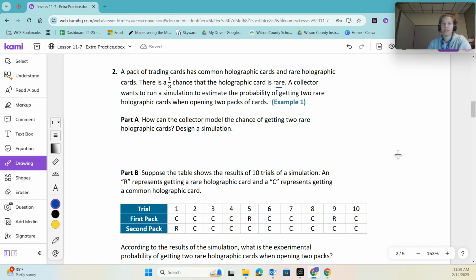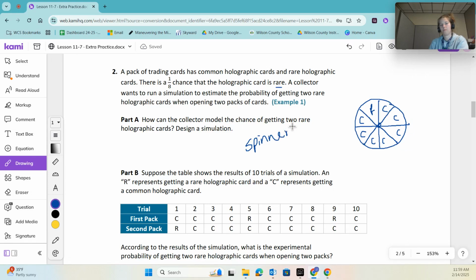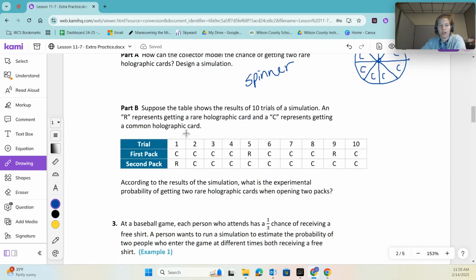We can model this the exact same way they did the first one, with our spinner. We can do a spinner with 8 sections, where 1 out of the 8 is rare and the rest are common, with the C's. Then let's take a look at our table here for the experiment.